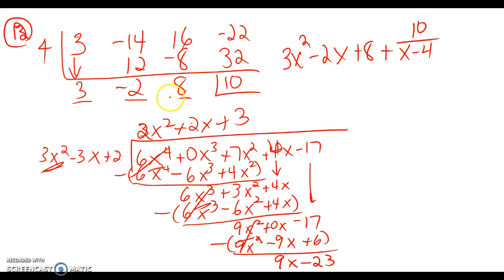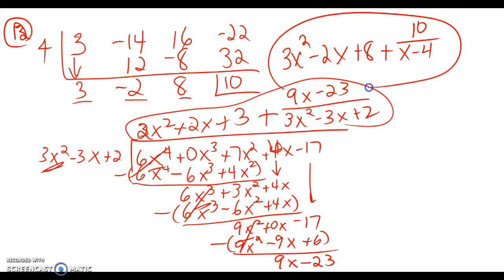So my answer is 2x squared plus 2x plus 3 plus 9x minus 23 all over 3x squared minus 3x plus 2. So those are our answers for those two problems.